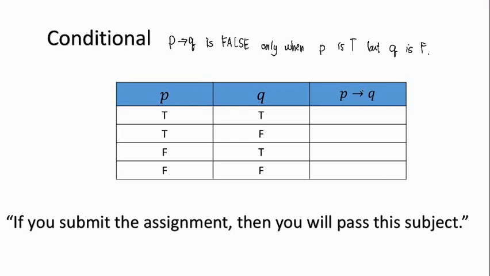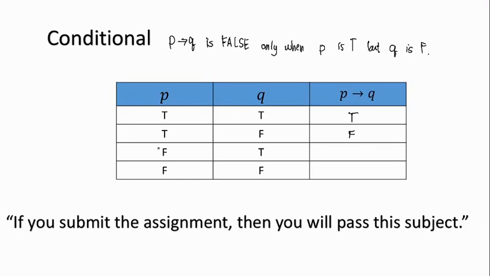Now let's take a look at the statement at the bottom for this to make more sense. Say we were given the condition, if you submit the assignment, then you will pass the subject. What if you indeed submitted the assignment and you passed the subject? Then the conditional is true. What if you submitted the assignment but you did not pass the subject? That's not what the condition was saying, right? So it's a false statement.